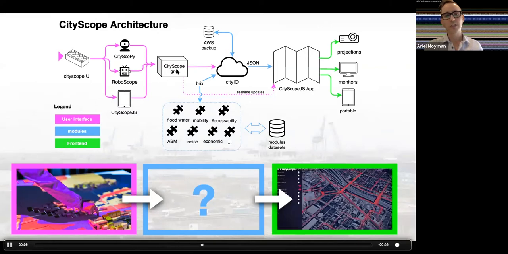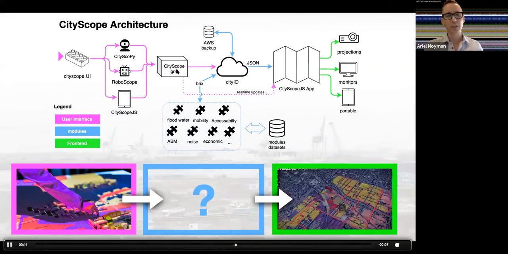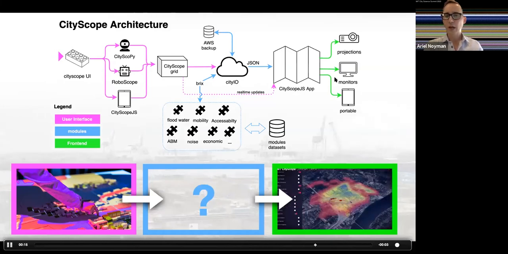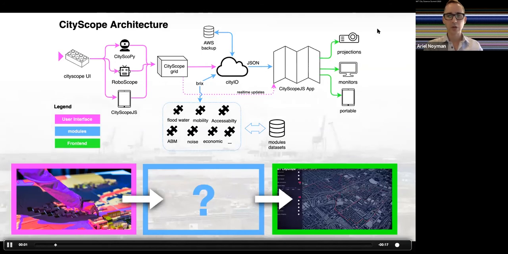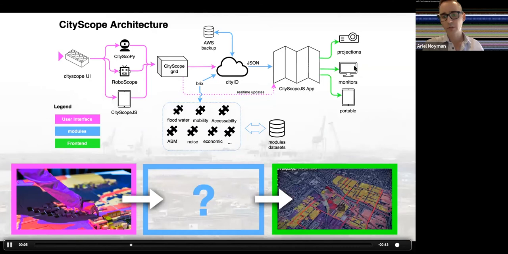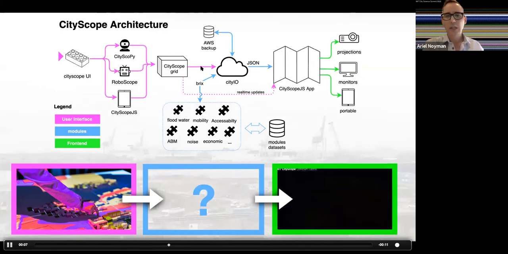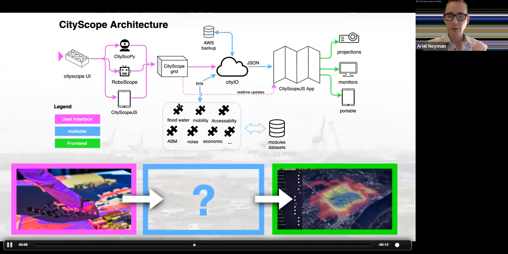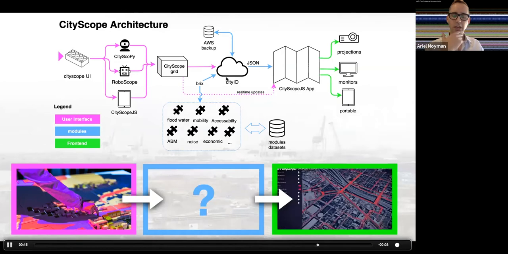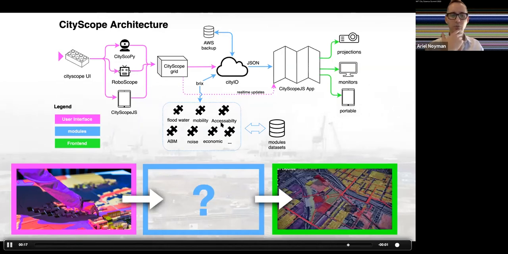The CityScope grid is a virtual computational representation of different inputs to the system. On the right side, and I'm skipping the blue part, you're seeing the different potential outputs. Could be projections, monitors, portable, it doesn't really matter how we eventually visualize. The focus of today is on that middle part, where we take the input from the CityScope grid and throw it onto CDIO in order to be computed through those modules.